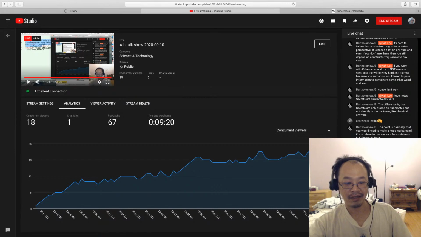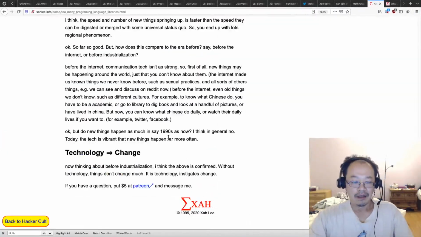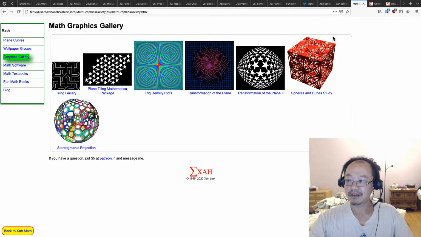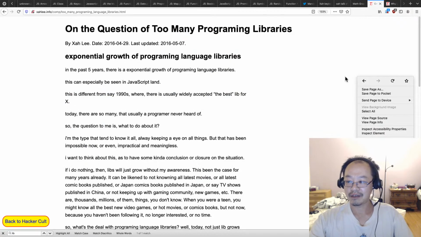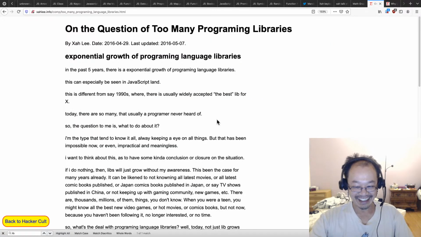Okay, I think maybe that's it for today. So that's the question. That's the article I was trying to show. Since Spot asked about libraries, I have an article on that.